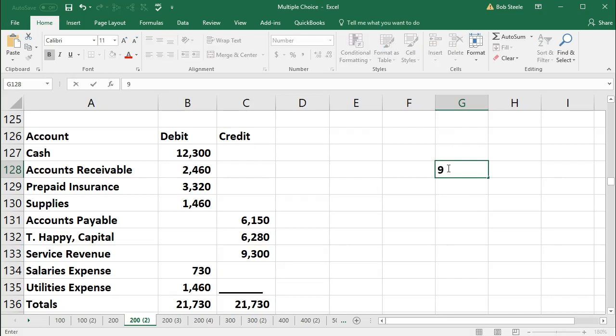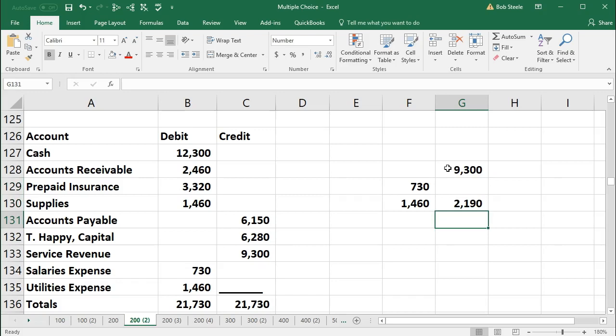So I'm just going to take the 9300, that's the total revenue. We can subcategorize up the expenses here. 1460. If we were to add them up, it's going to be the 730 plus the 1460. These are the revenue, those are the expenses. Subtracting those out, 9,300 minus 2,190 gives us the net income of 7,110.